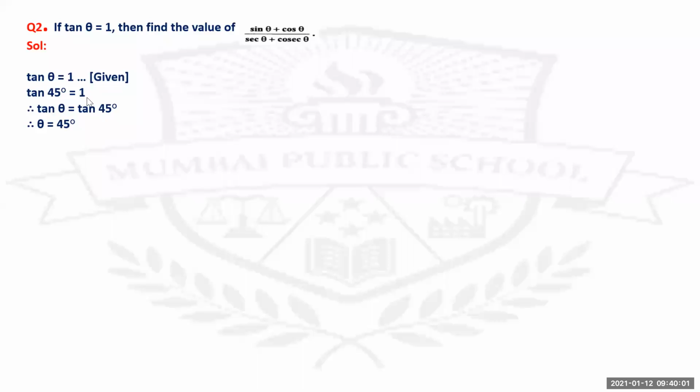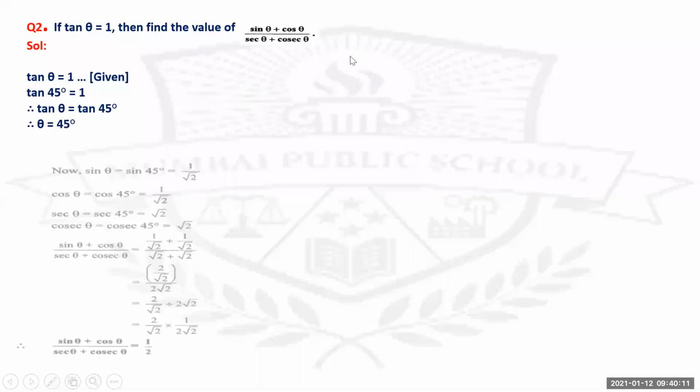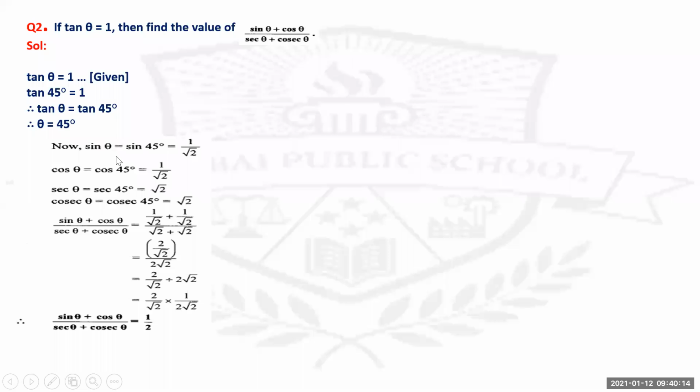So tan 45 equals 1. So tan theta equals tan 45. So with respect to this, you get the value of theta as 45. Now, sin theta equals sin 45. Now you've got the value of theta as 45. So you go to the trigonometric table, you get the value of sin 45 as 1 upon root 2. The value of cos 45 again is 1 upon root 2. Sec 45 is root 2. And cosec theta, that is cosec 45, equals root 2.